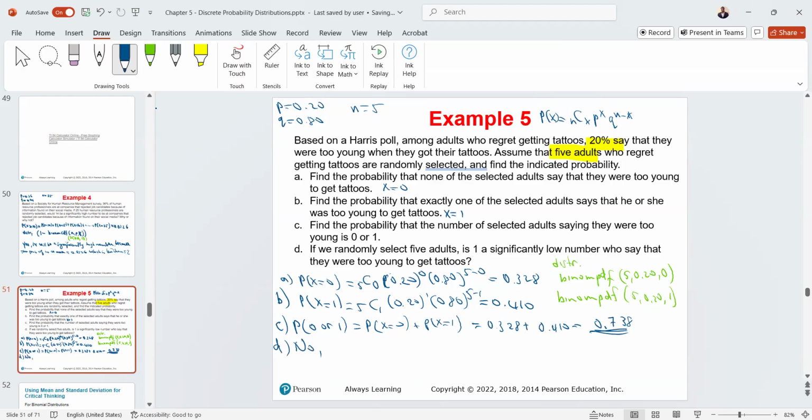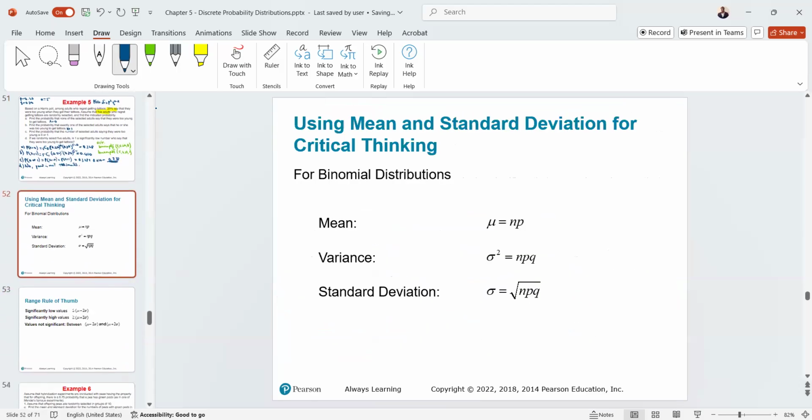But as an explanation, I would tell you the probability that we find in part C is not too small. So part C is not too small, right? So 1 is not an unusually low number. So no, it's really a big part.